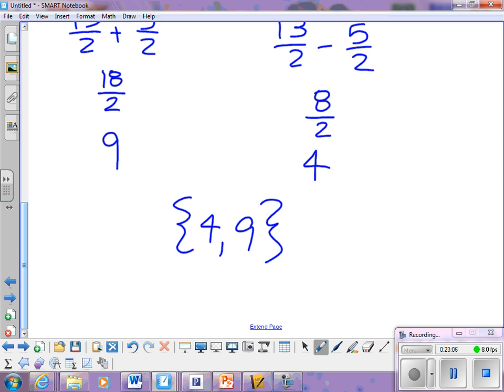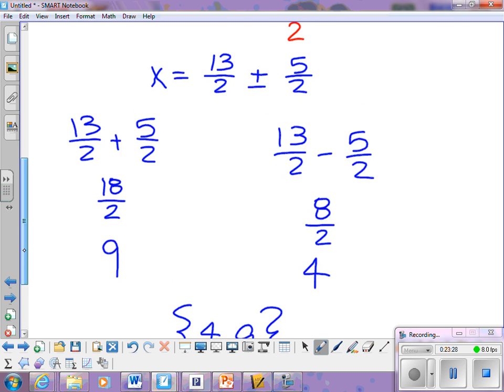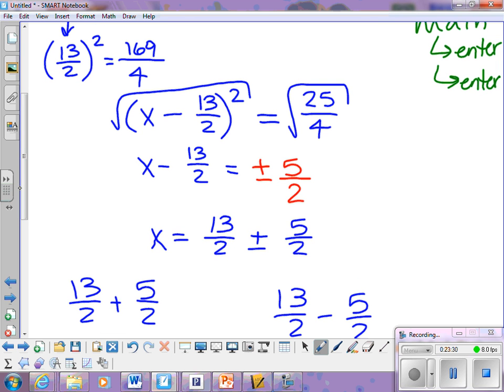They'll be the same denominator. If it's an even number in the middle, then that 2 falls out, right? Which is really nice. But if it's an odd number, it doesn't. How did it get it? Because I have to get x by itself, so I have to add 13 over 2. And if you put it in front of the plus or minus 5 over 2, that'll help you remember that, hey, it's 13 over 2 plus 5 over 2 and 13 over 2 minus 5 over 2.